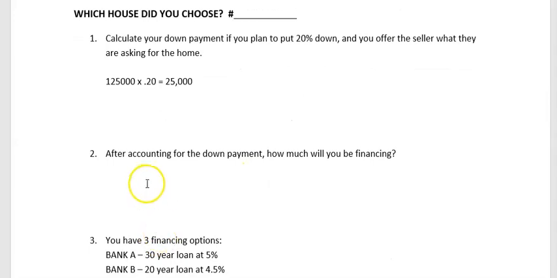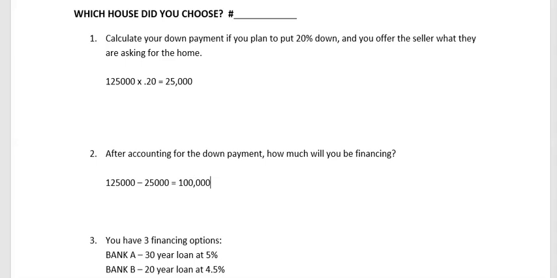Then after accounting for the down payment, how much will you be financing? Financing is talking about how much money we are actually borrowing. The house did cost $125,000, but we don't have to borrow that entire amount, right? Because we just paid off some of it. We had some savings that we used to pay it off. So we're going to subtract off the down payment, that $25,000. And so this one comes out to a nice $100,000.